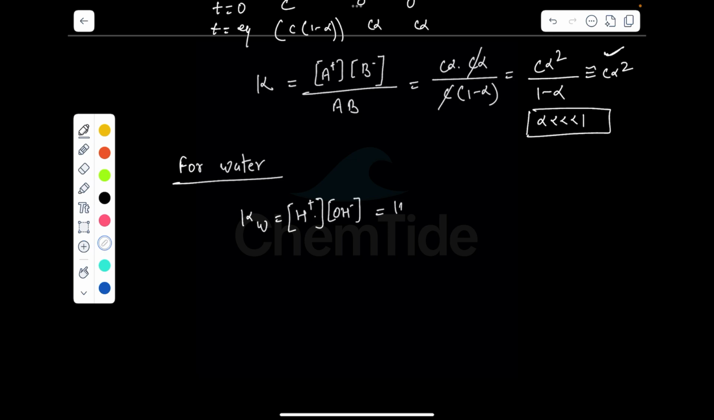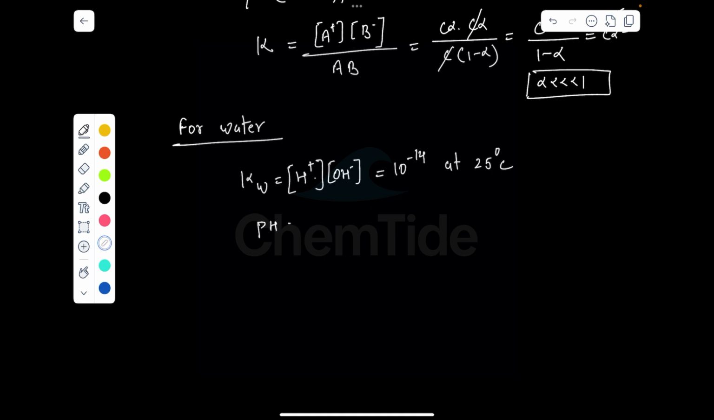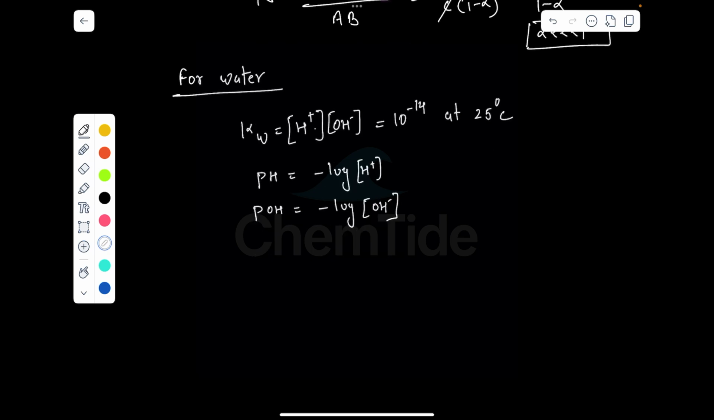which is equal to 10 to the power minus 14 at 25 degrees Celsius. So pH we can define as the negative logarithm of the H plus ion, and pOH is defined as the negative logarithm of the OH minus ion. So we can write pH plus pOH is equal to 14 at 25 degrees Celsius.